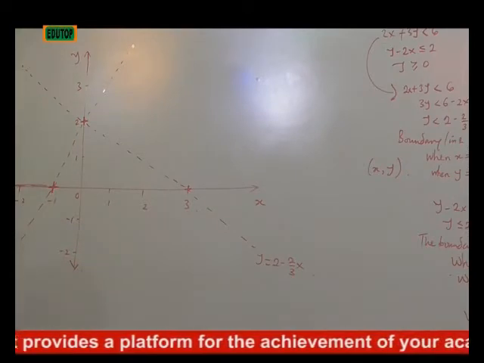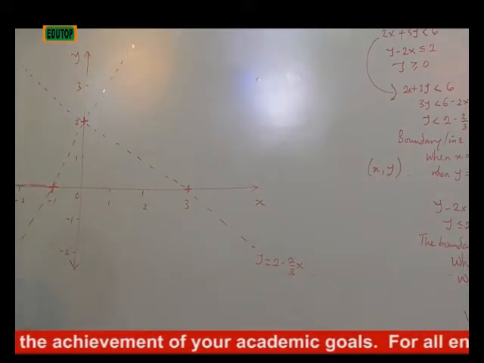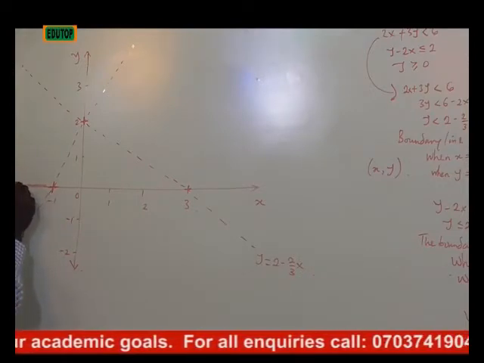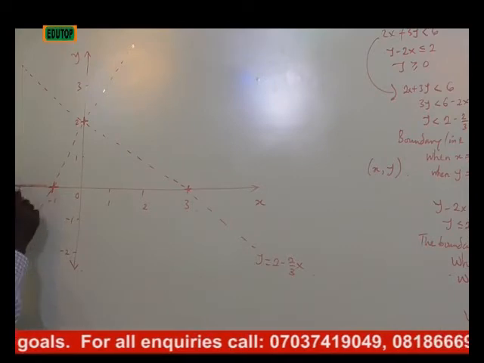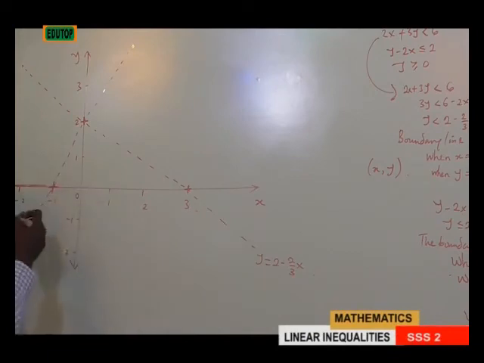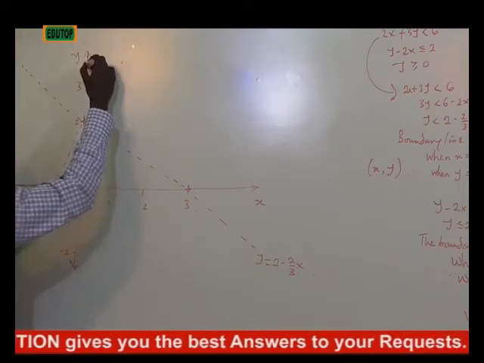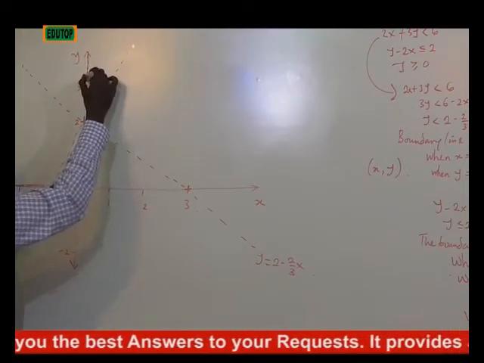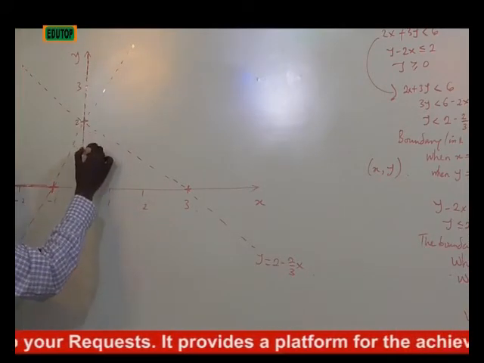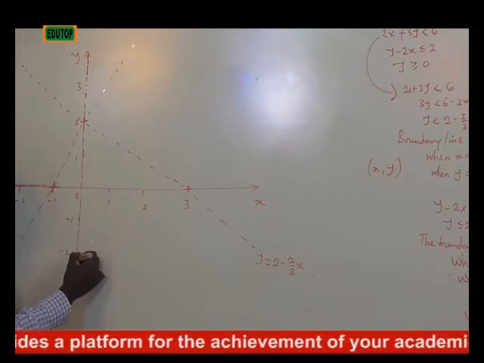Then the last one, which is y is greater than or equal to 0. Automatically, y equals 0 will definitely be the borderline. So when y is equal to 0, it will be on the borderline. Automatically, it will coincide with the horizontal axis. So by coinciding with it, that means although you will not be able to see it clearly, it is coinciding with the axis, just like what you have.